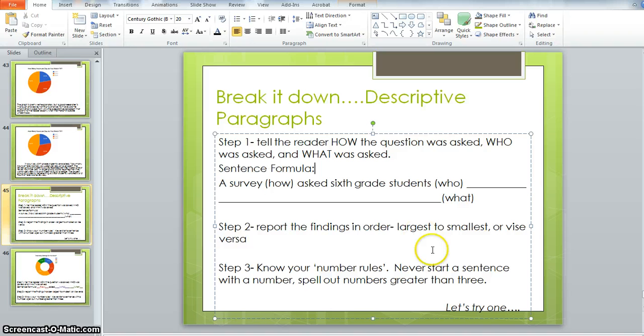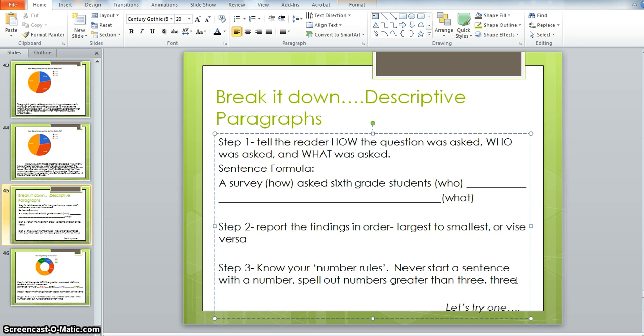Okay? And then step 3, know your number rules. Never start a sentence with a number. So you never start a sentence by saying 3 students said. That's incorrect. A sentence should always start with a word and not a number. Also, when you're writing numbers, if you have 1, then you write out 1, as in O-N-E. If you have 2, you write out 2. And if you have 3, you write out 3.